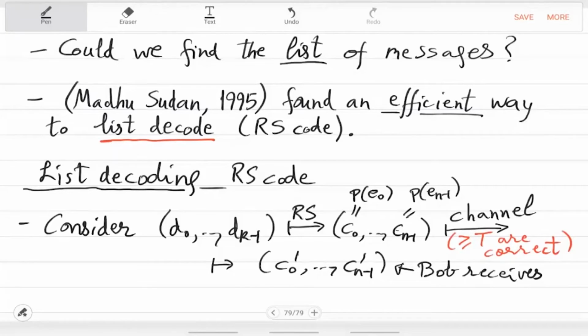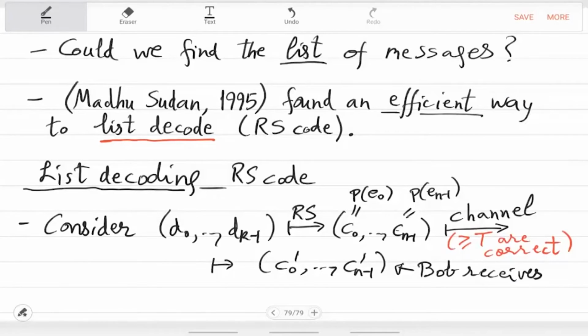And moreover, we will not restrict big T to be half. So the correct ones may be less than n by 2, right. So this is a very difficult problem for Bob. So how will you solve it? How will Bob try to find the list of all possible messages D0 to Dk minus 1? For some bound on big T, so you fix some bound on big T, let's say just below n by 2. And within that bound, how many messages are possible? Right, that's the question.